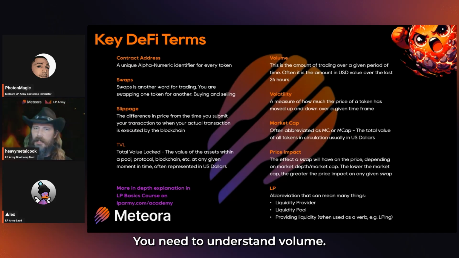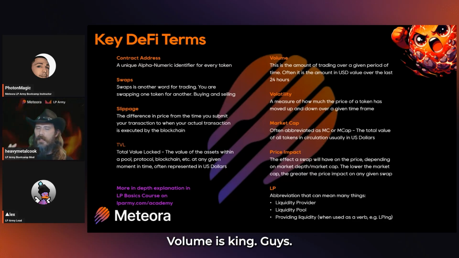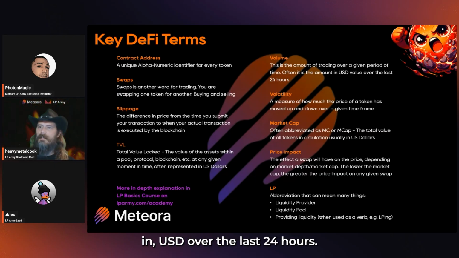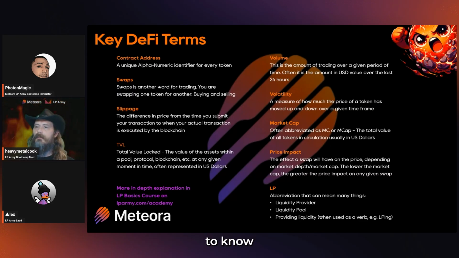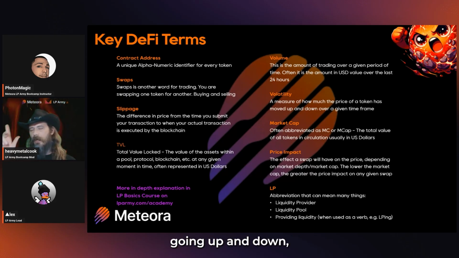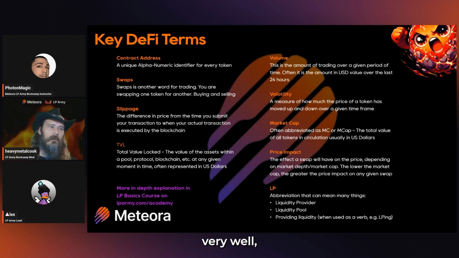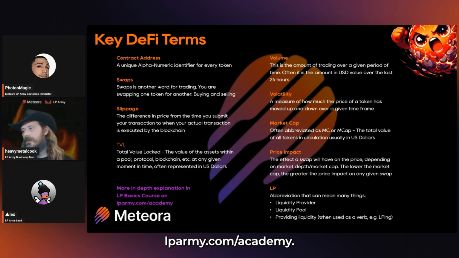You need to understand volume. Volume is king, guys. Volume is a very important term that you need to understand. It's the amount of trading over a given period of time. It's usually listed in USD over the last 24 hours. Volatility is also extremely important to know, a measure of a token's price going up and down, market cap, all these things. So again, if you don't know these very well, go check out the LP Basics course on lparmy.com/academy.